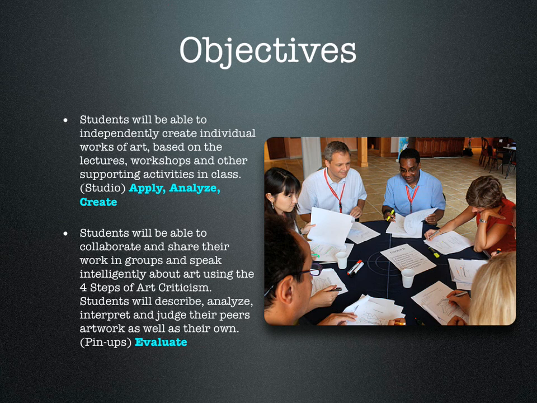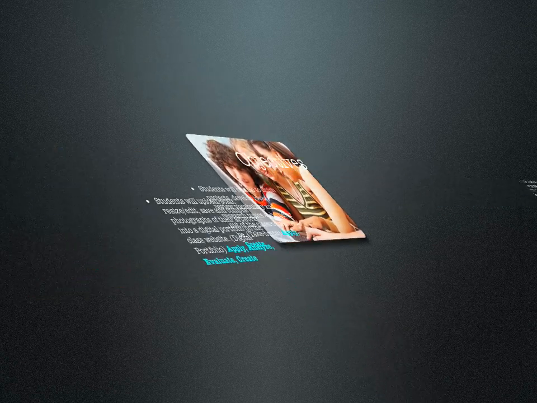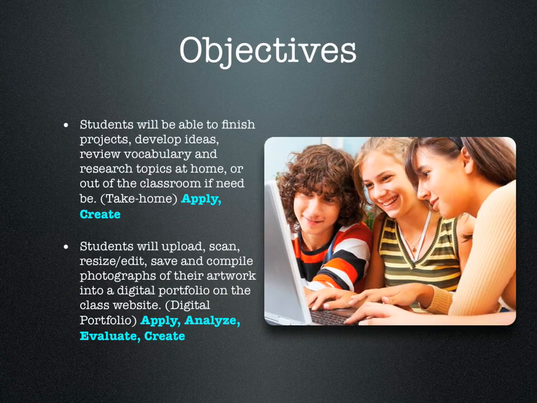And students will be able to collaborate. As I said before, they're going to use the 4 steps of art criticism. They'll be able to describe, analyze, interpret, and judge their peers as well as their own. Okay, moving on. Students, if they need to finish, they will be able to work on their own. So apply and create. And students will also be uploading, scanning, resizing, editing, saving and compiling photographs of their artwork into a digital portfolio on the class website.